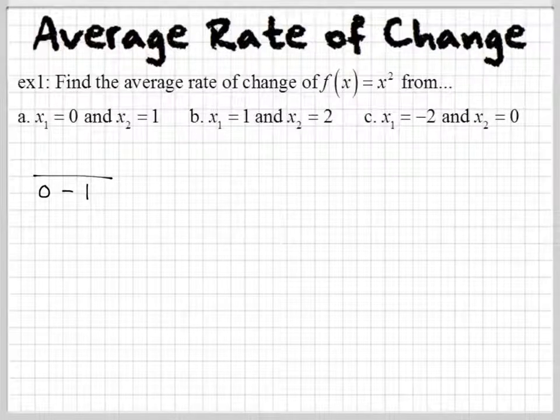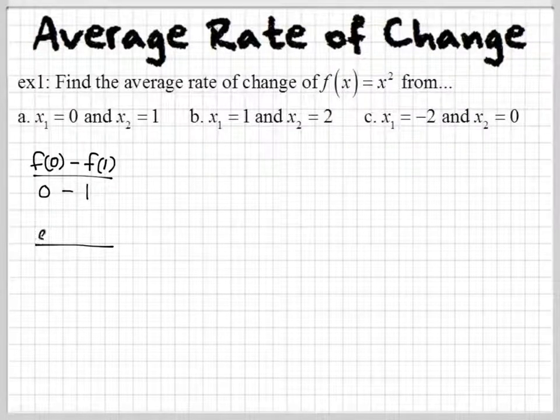You've got to plug them in, right? Okay, so this is what it would look like. You would put f of 0, plug 0 into the f, and you would subtract f of 1. That's what it looks like, because those are y's, right? I'm being very explicit here and going step by step. If I plug in 0, it's going to be 0 to the second power, and then 1 to the second power, and I have 0 minus 1 on the bottom.